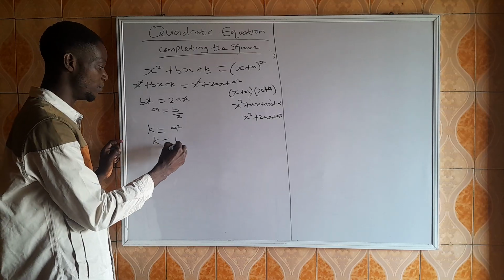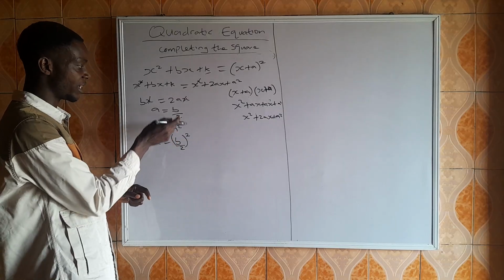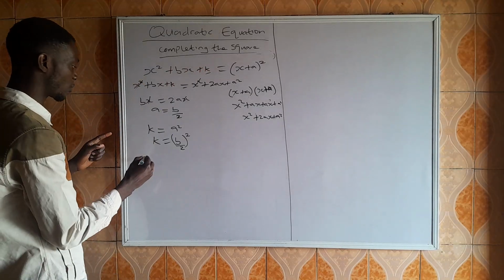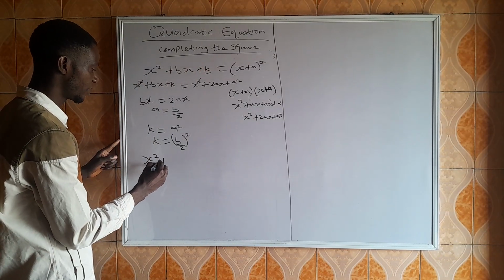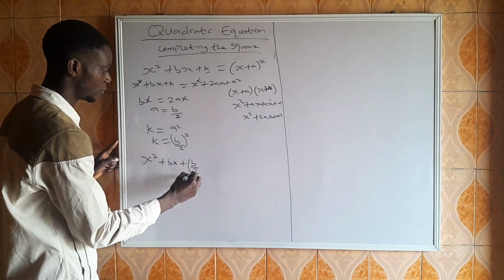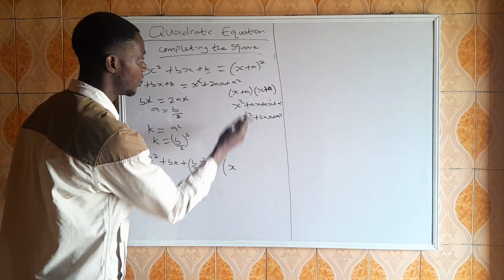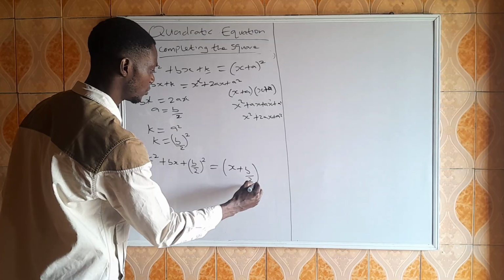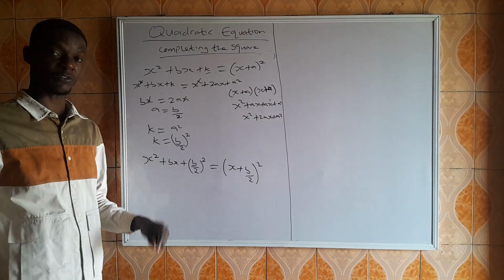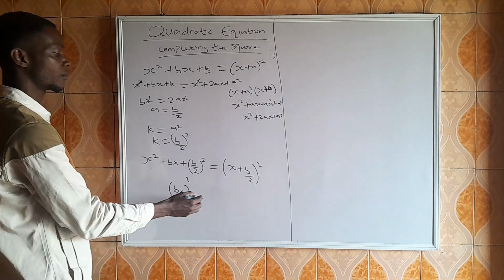So our k will be b over 2 all squared. That is, a is b over 2. So a squared will be b over 2 all squared. So this expression here becomes s squared plus bs plus b over 2 all squared. Now we know our a to be b over 2. So what should be added to this expression, s squared plus bs, to make it a perfect square, is b over 2 all squared. And that will be the answer.